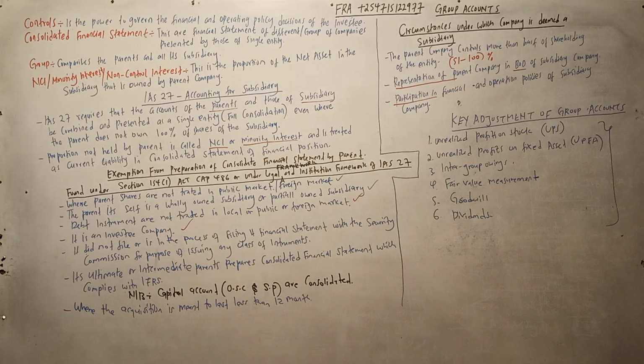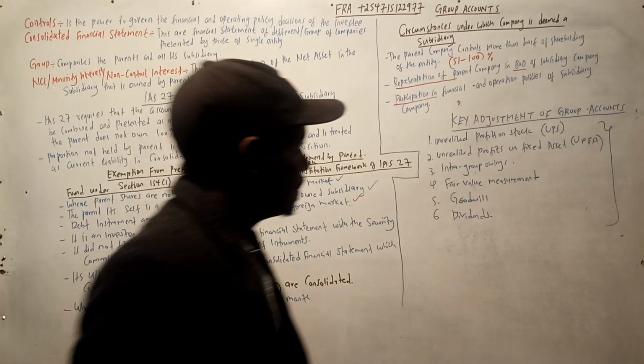Hello, guys. Welcome to lesson 2 of financial reporting. We were talking about the group accounts and we talked about some items. So we are to start from the key adjustments of the group accounts. To be specific, we shall talk about these adjustments that you can see here.